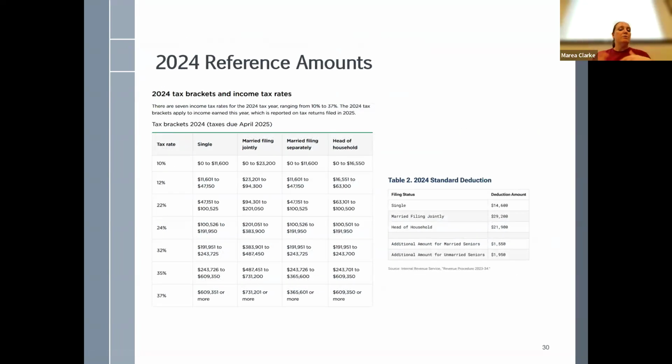So here's what those numbers look like. Again, you do not need to know these numbers off the top of your head. Number one, you're always going to be able to look them up. Number two, it's going to be in the software, so we're not going to have to do all of that for us. But just for your information, here's kind of what those numbers look like.